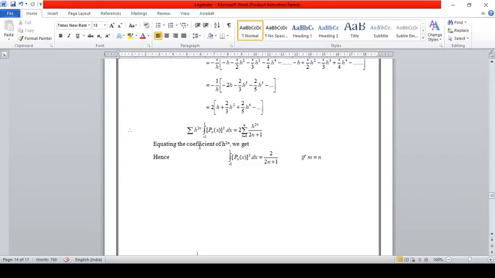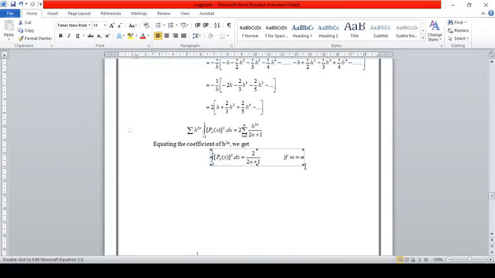Now equating the coefficient of h raised to the power 2n, the common part is cancelled. We get the integration minus 1 to 1 of Pn(x) whole square dx is equal to 2 upon 2n plus 1 if m is equal to n. This is the orthogonal property of Pn(x).